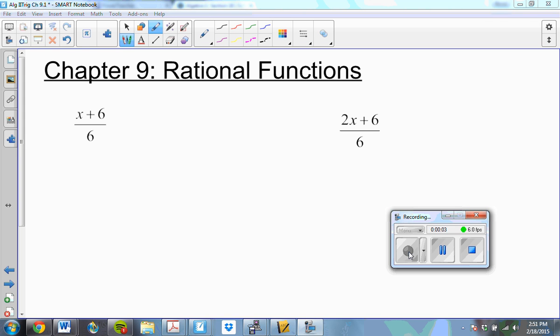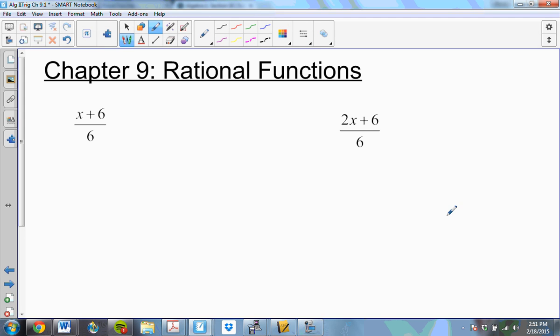Chapter 9, Section 1. Chapter 9 is on rational functions. The word rational really means, I think, fractional. It's going to be a bunch of fractions with our functions. So some people hate it because they hate fractions, but for the most part it's fairly straightforward.